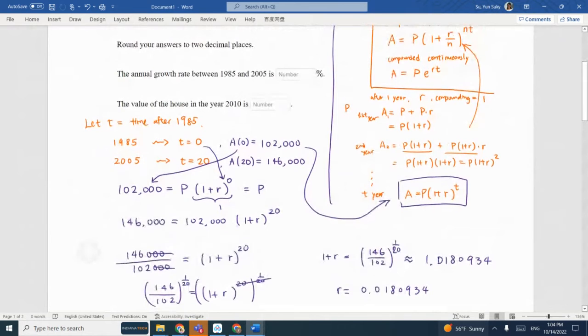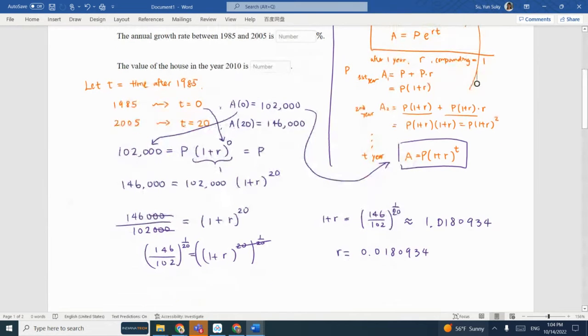Because the problem asks us to round your answer to 2 decimal places, and for a percentage you move the decimal 2 digits, the answer is 1.81%. Because your next digit is 9, it rounds up to 1. So 1.81%. Is that okay, everybody? That is the annual growth rate between 1985 and 2005.